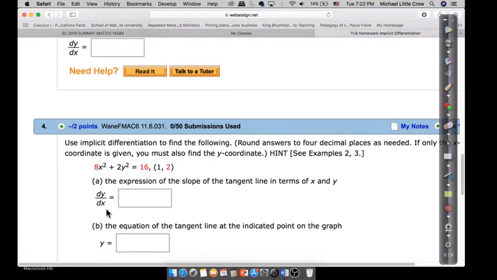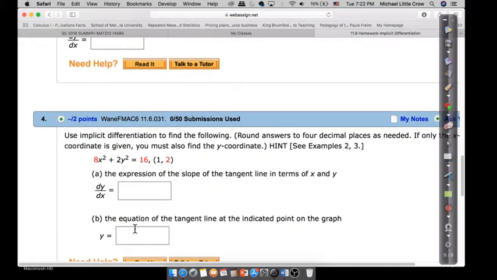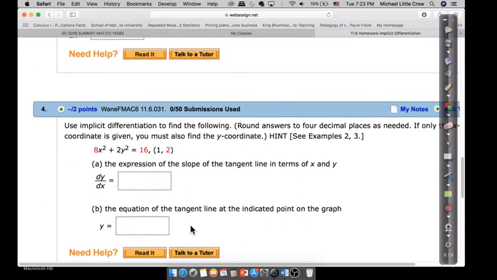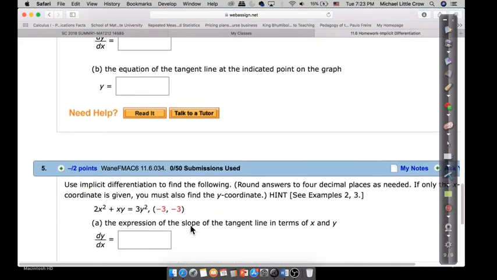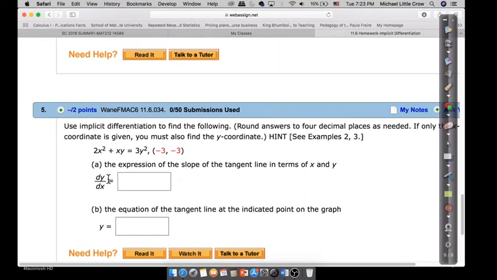This one, a lot of words, but basically the same thing. Find dy dx, and then just do what we just did. Additionally, plug in the point to find the equation of the tangent line. And again, a little bit more reading, but it just basically says find dy dx. Once you have that, plug in the point, and then find the equation of the tangent line.